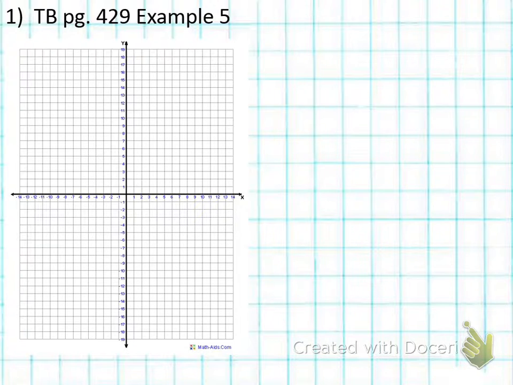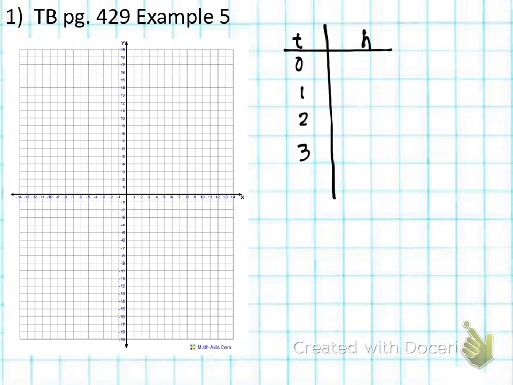So let's practice graphing it. What I'd like you to do in your notes is make a table, okay? T is kind of like your x-axis, right? There could be 0 seconds, 1 second, 2 seconds, 3 seconds. H is the height of the stick after that time, okay?